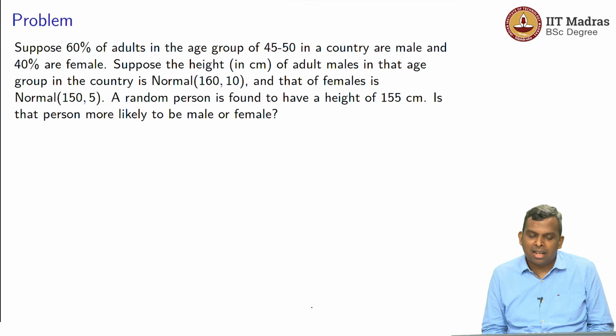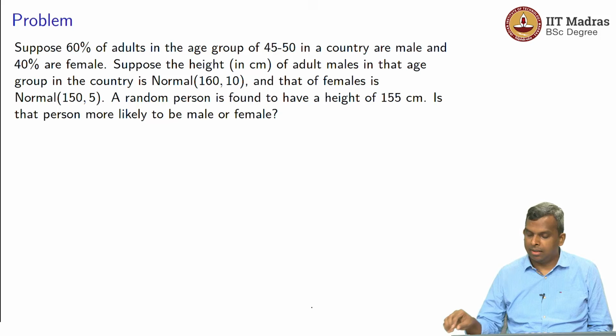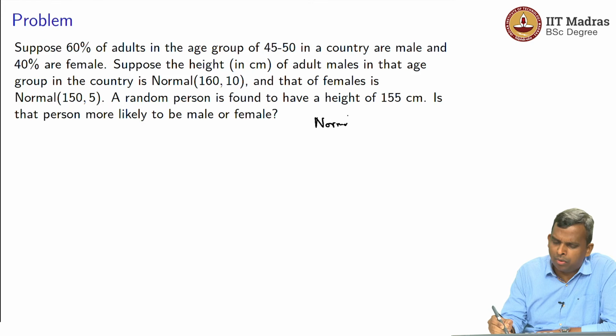So what the question asks is, it says the height in centimeters of adult males in that age group in that country has a normal distribution. 160 is the mean, and 10 is the sigma. And that of females is normal with mean 150. Normally, when I write normal, we would take it as mu and sigma squared, right? So one needs to be careful here.